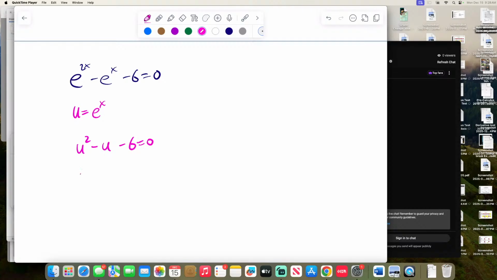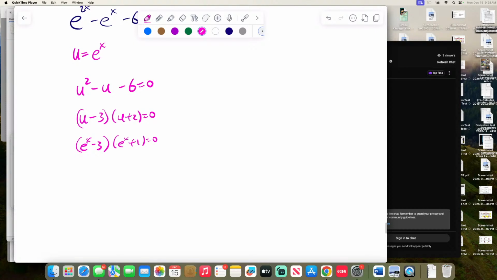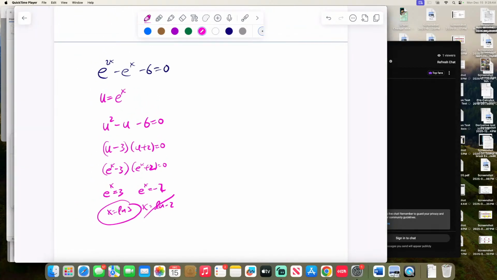And then you can say that's U minus 3 and then U plus 2. And you can say U is equal to e to the x, so e to the x minus 3 times e to the x plus 2. And this is e to the x equal to 3, e to the x equal to -2. And then you take ln of both sides, so x equals ln 3, x equal to ln of -2. This one does not exist. This is the only solution.